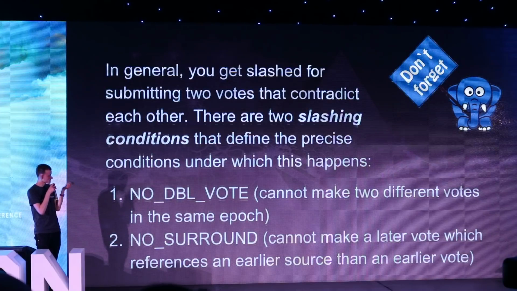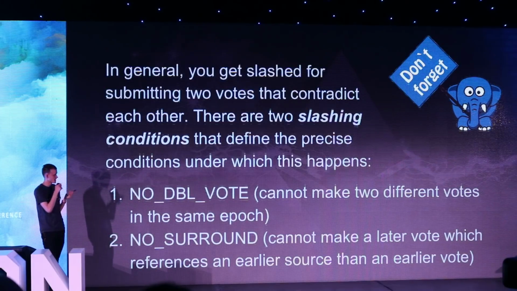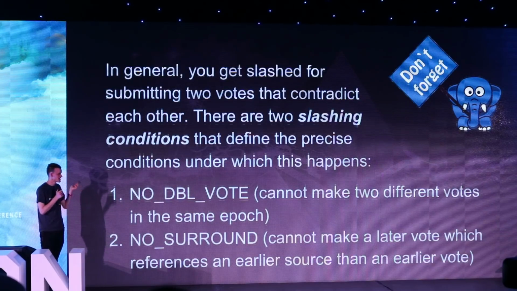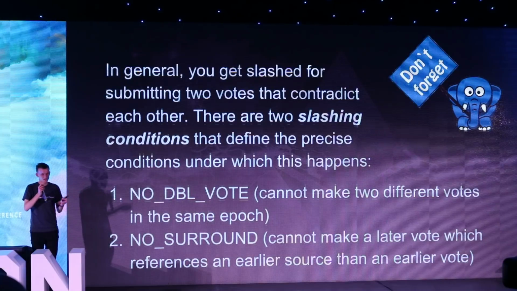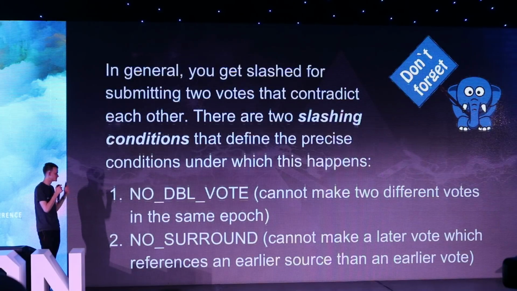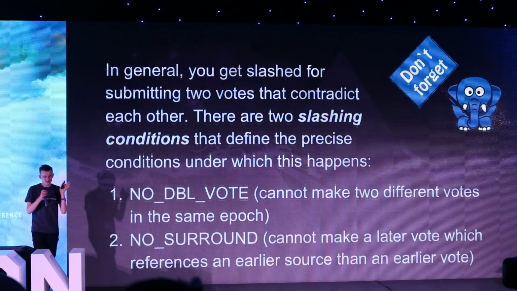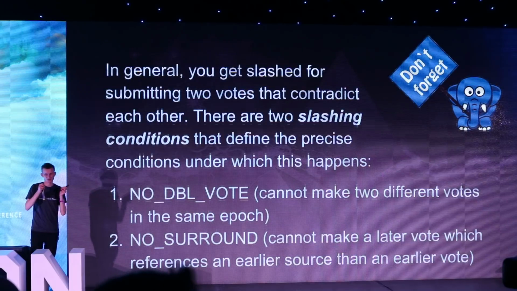Now, there are 2 slashing conditions that define the precise cases under which this happens, and they're called no double vote and no surround. Basically, you can't vote twice in a single epoch, and you can't make a later vote which references an earlier source and an earlier vote. Think of this as you can't contradict yourself, right? Both of these things just say you cannot contradict yourself.